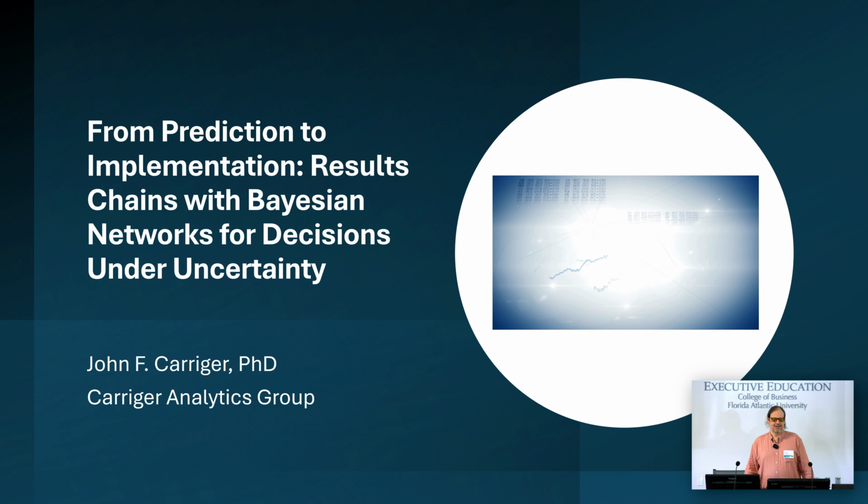So I'm John Carpenter. I'm an independent research scientist and consultant right now. And my talk is going to focus a bit more on the implementation side of decision making rather than the prediction side, using results chains with Bayesian networks. And it's an exploratory presentation. I'm going to focus on environmental conservation and ecology kinds of management decisions with hypothetical examples, but I hope this is broadly applicable to other fields.